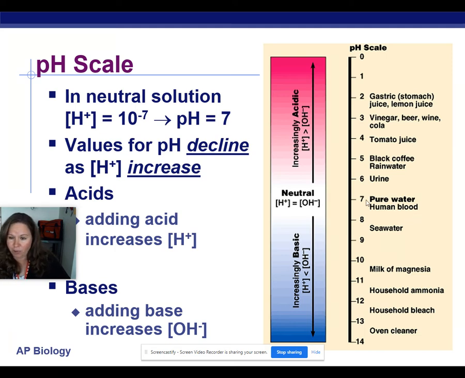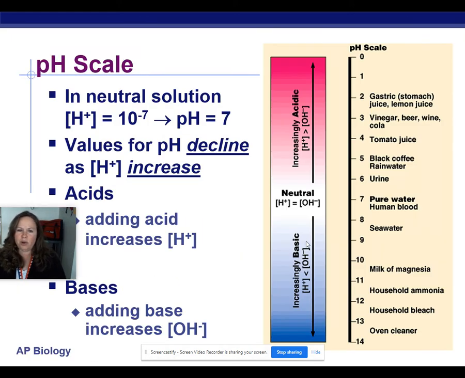Then we go the other way. Seawater is a little bit on the basic side. Milk of magnesia, you take that for diarrhea or constipation. That's kind of basic. Getting worse with the ammonia and the bleach, the oven cleaner, drain cleaner. Those are some nasty things. They have so many OHs.